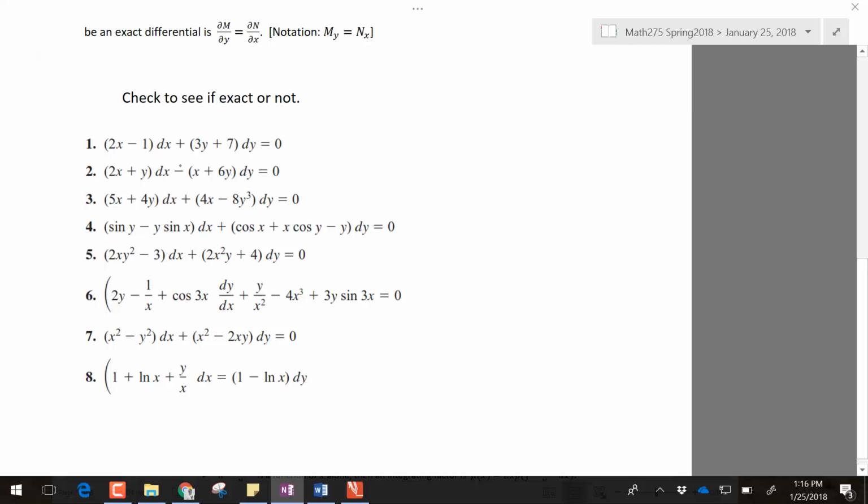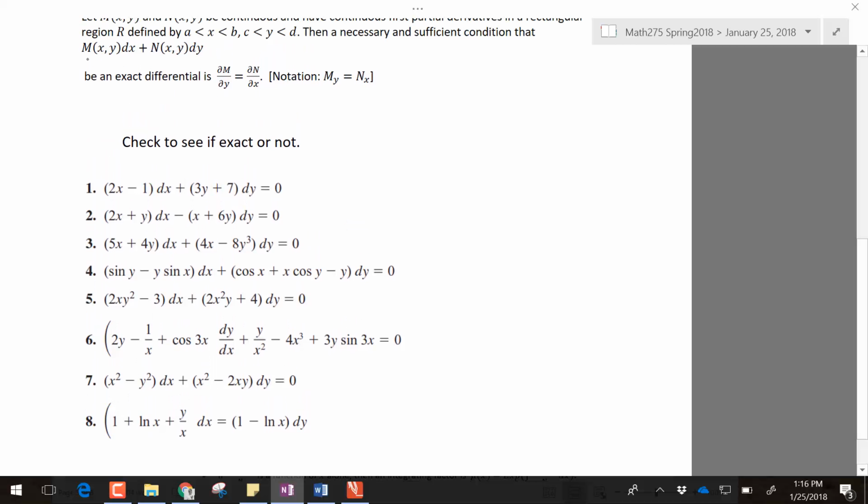All right, let's check to see if it's exact or not exact. The criteria is right over here. We have to identify our M function and our N function. Then we need to take the derivative of the M function with respect to y, and then take the derivative of the N function with respect to x. The M is the one with the dx. Take the derivative of that with respect to the other variable, y. And the N is the one with the dy. Take the derivative of that with respect to the other variable, x. That's how we can check if it's exact.